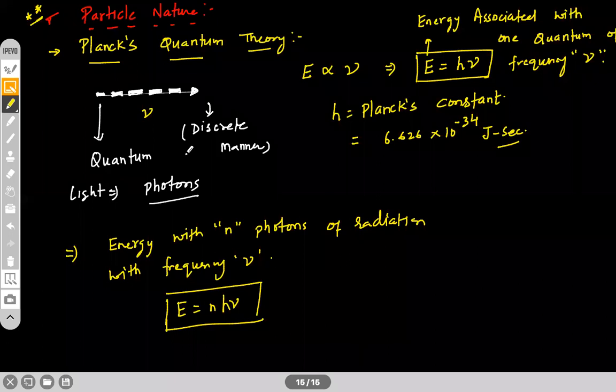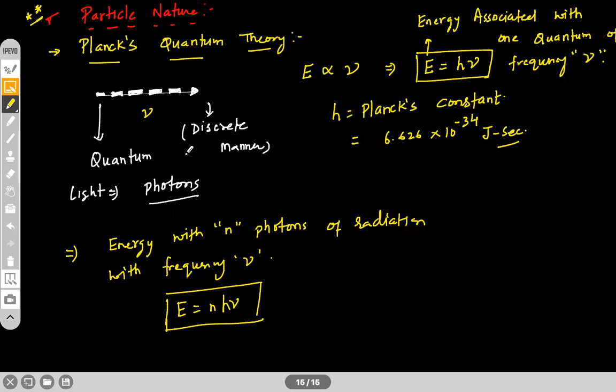Clear? Okay, so these two points you must remember. The light consists of particles, and each of these particles, in case of light, we call it as photons. Okay, so photons are the particles of light. For other electromagnetic waves, the term we use is quantum.